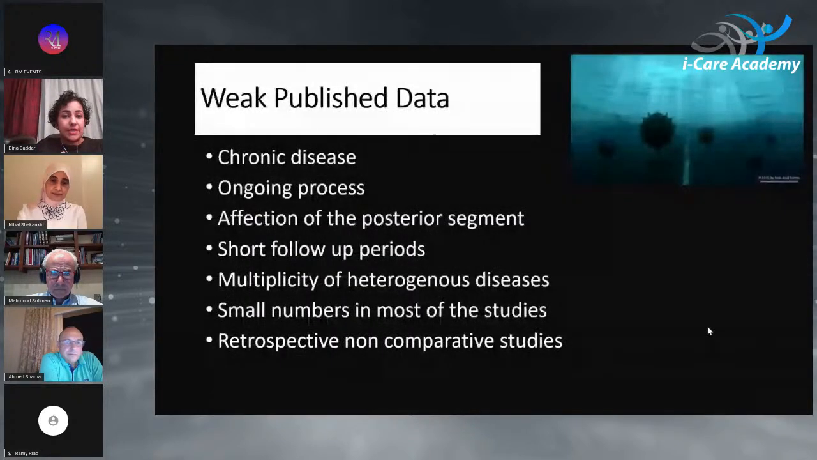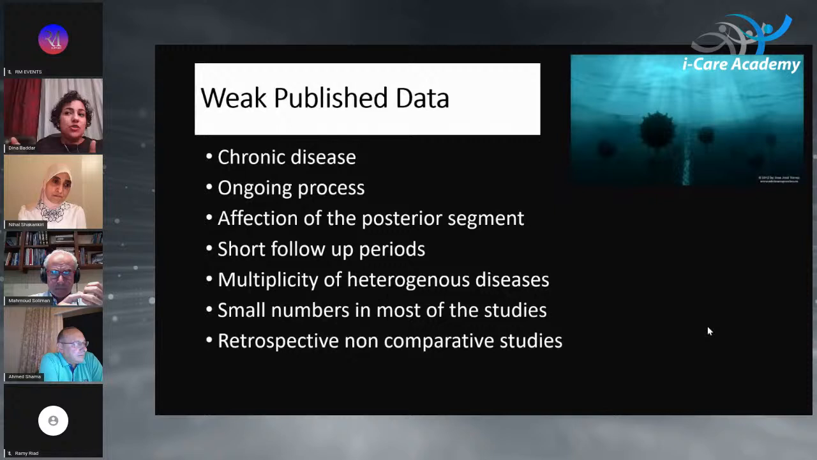The issue is that we have little published data about the subject. Why? Because it's a chronic disease. The cataract surgery is an event in a long ongoing process that precedes the surgery and proceeds the surgery. The posterior segment is usually affected. We are used to short follow-up periods in regular cataract surgery, but not so much in uveitis.